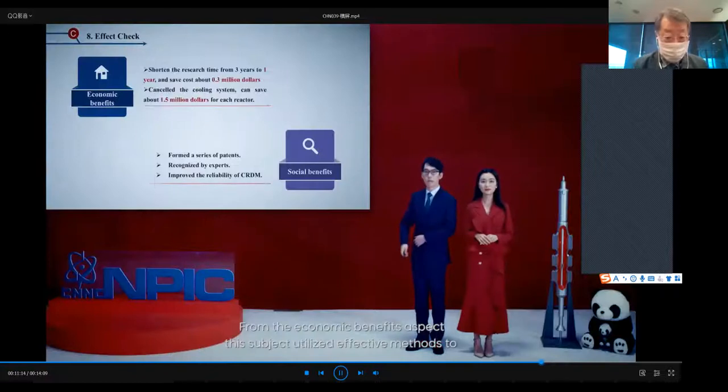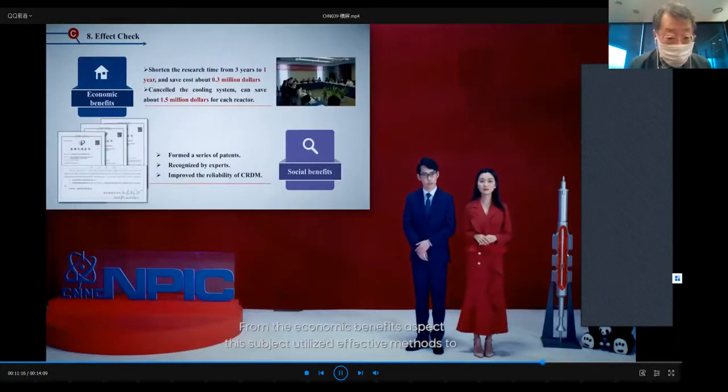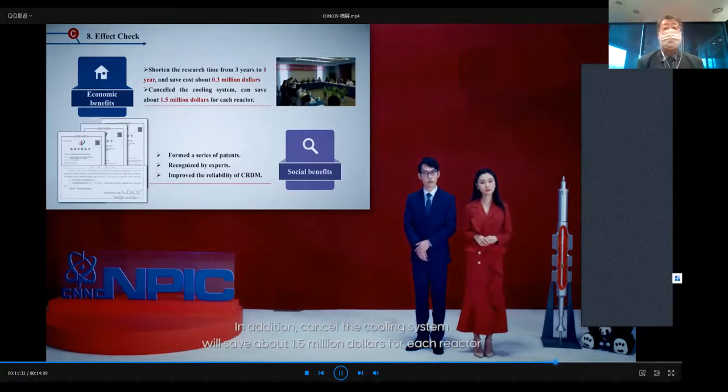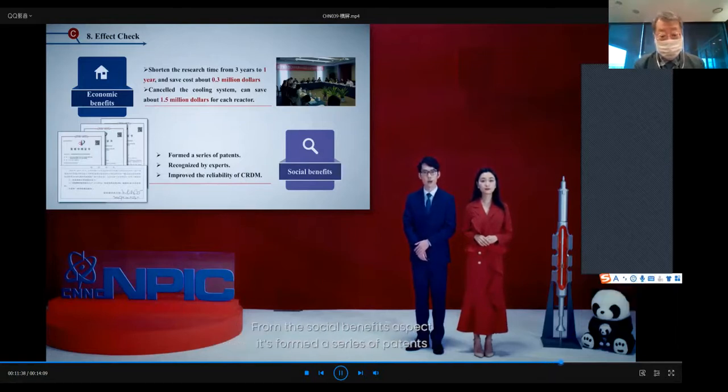From the economic benefits aspect, the subject utilized effective methods to shorten the research time from 3 years to 1 year and is expected to save about $0.3 million. In addition, canceling the cooling system can save about $1.5 million for each reactor. From the social benefits aspect, it formed a series of patents recognized by experts and improved the reliability of CRDM.